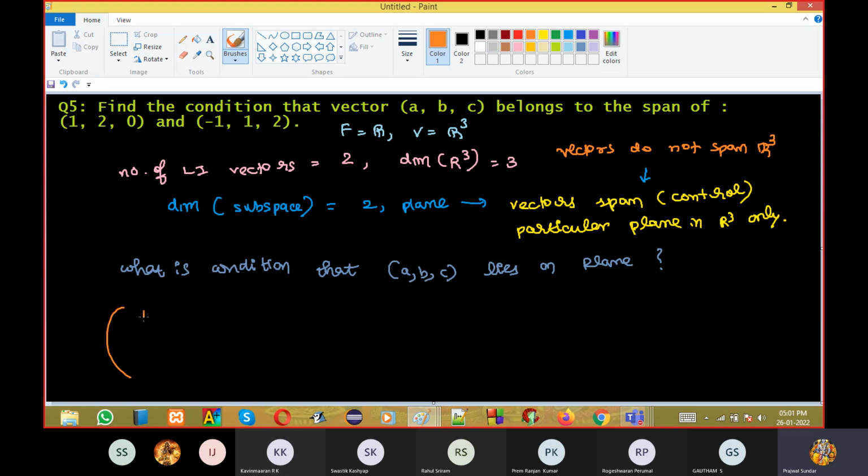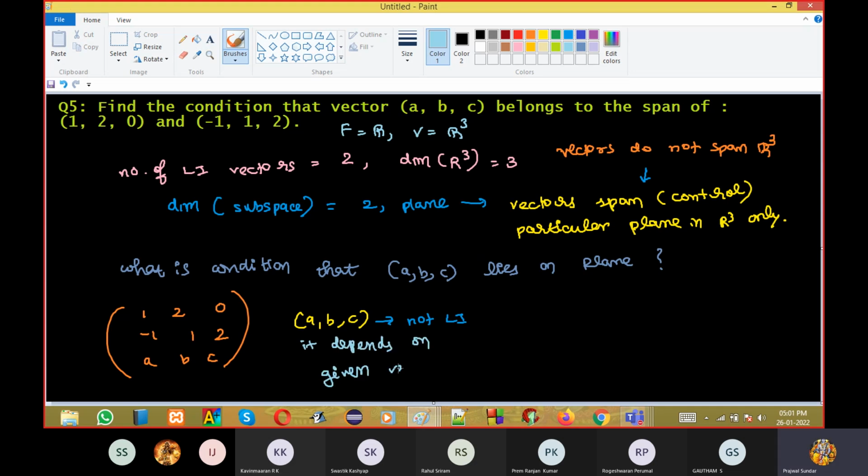Take a matrix with 1, 2, 0, minus 1, 1, 2, A, B, C. Like this you take. Okay. Listen very, very carefully. So you need to ensure. Now we already know that this ABC vector is not independent, not linear independent. It depends on the given vectors. Is this clear? ABC is not free. This depends on these two. Linear combination we can write, because this lies on the plane.